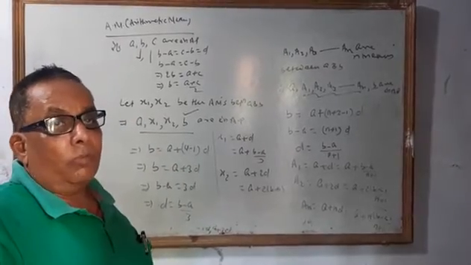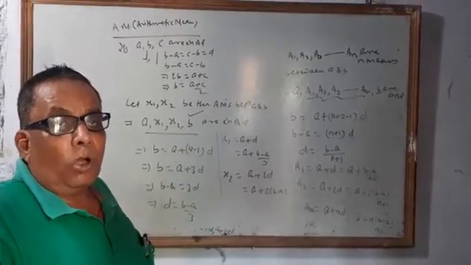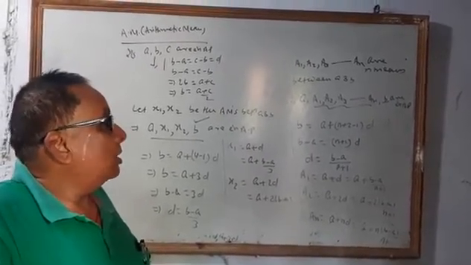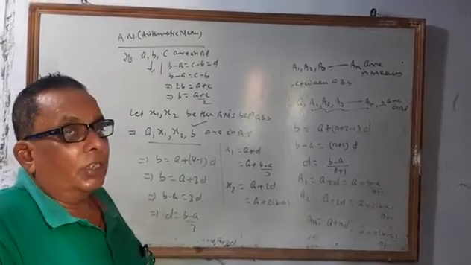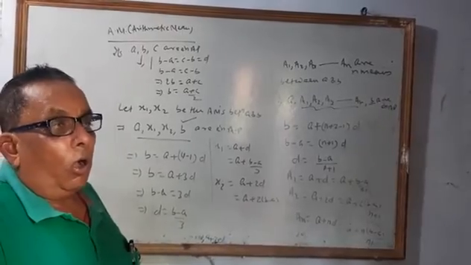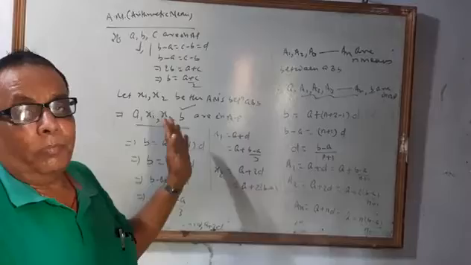The last type of AP problems is the sum to n terms of AP. We shall consider in the next class how to find the sum of n terms of AP, and how you can solve different problems by different methods.